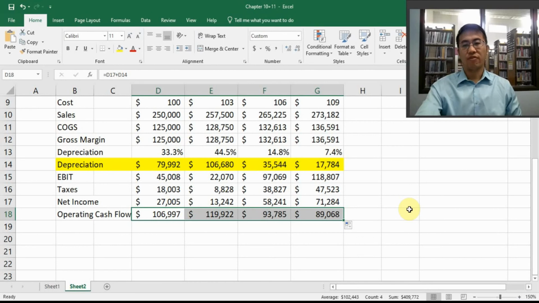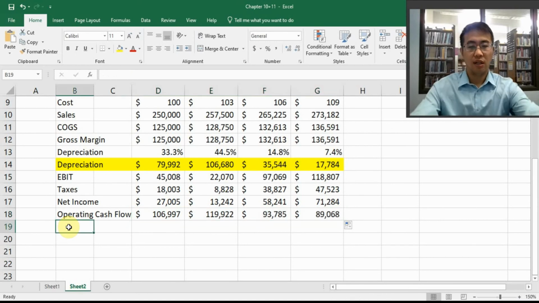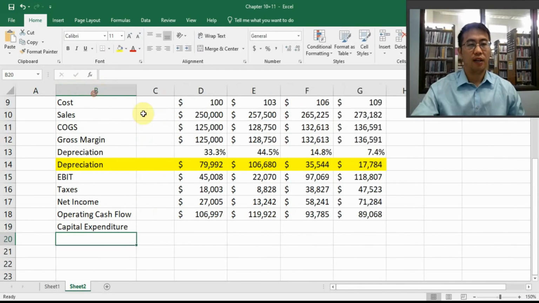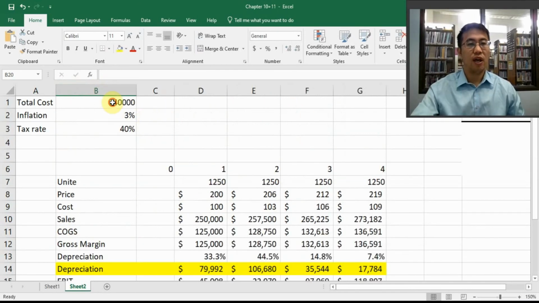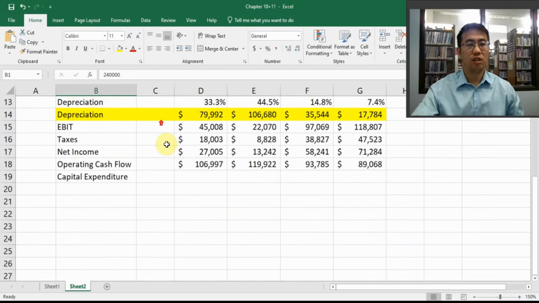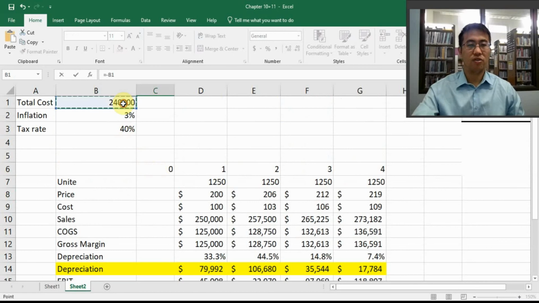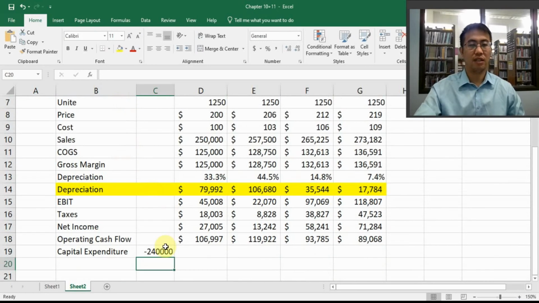And the operating cash flow is just one of the four major components of capital budgeting. You also need to solve for the capital expenditure, which is the lump sum money you spend. Let me just put it here, capital expenditure. And this occurs in year 0, and that's the total cost of the machine. So let me just borrow that, and it is a negative cash flow, so put a negative sign in front of it.